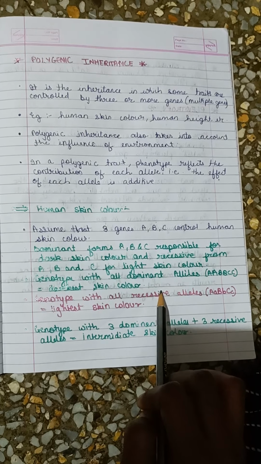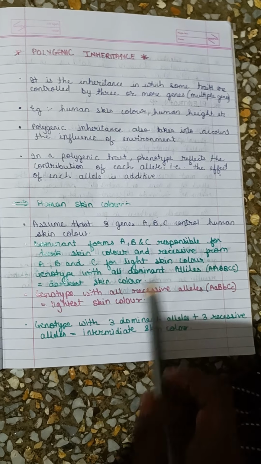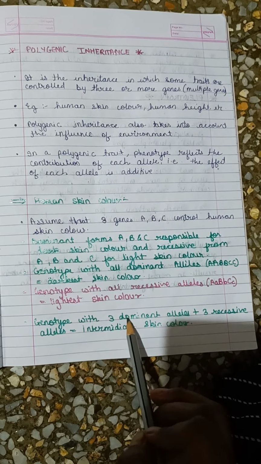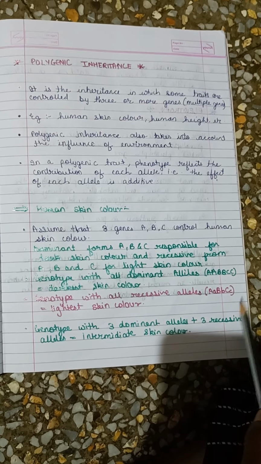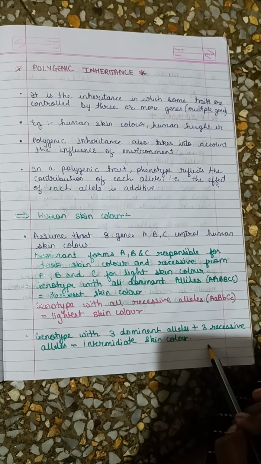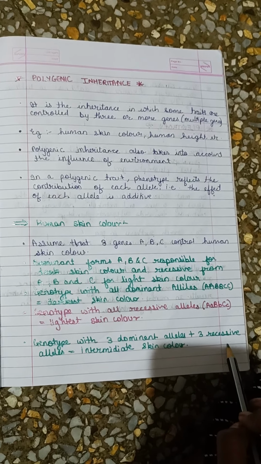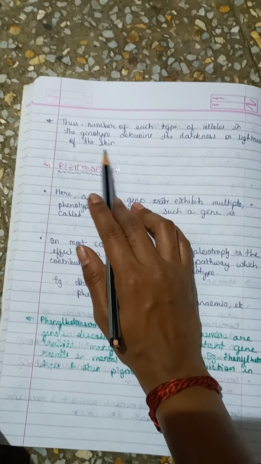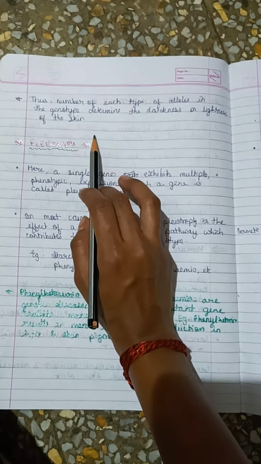Genotype with all dominant alleles, capital A, capital A, capital B, capital B, capital C, capital C, is equal to darkest skin color. Genotype with all recessive alleles, small a, small a, small b, small b, small c, small c, is equal to lightest skin color. Genotype with three dominant alleles plus three recessive alleles is equal to intermediate skin color. Thus, the number of each type of alleles in the genotype determines the darkness or lightness of the skin.